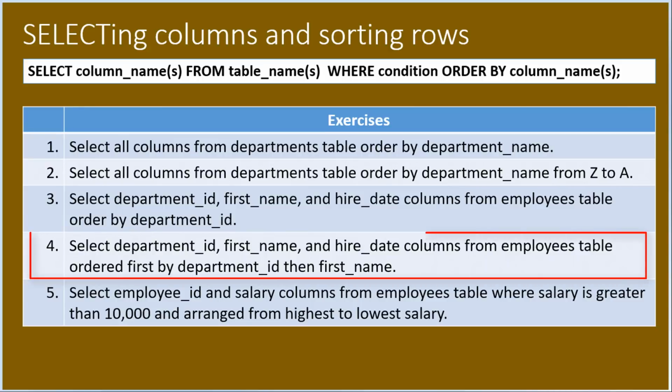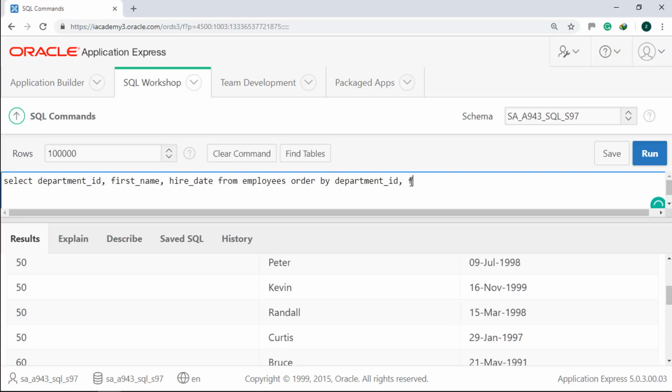That is what we will do in number 4. By arranging them first with department ID, then by first name. Simply add first name after department ID. Run it.